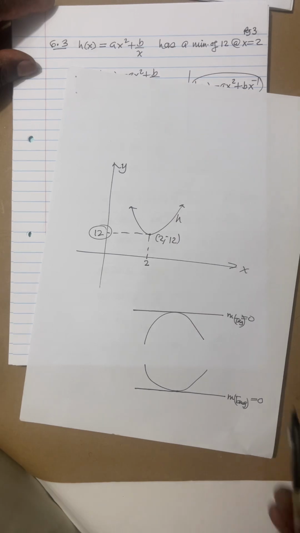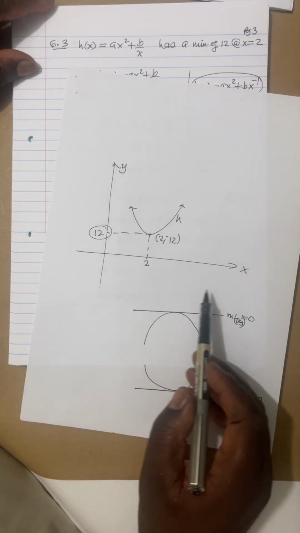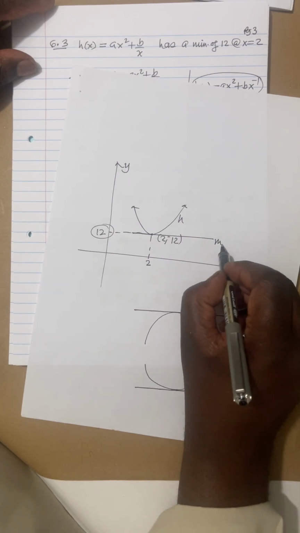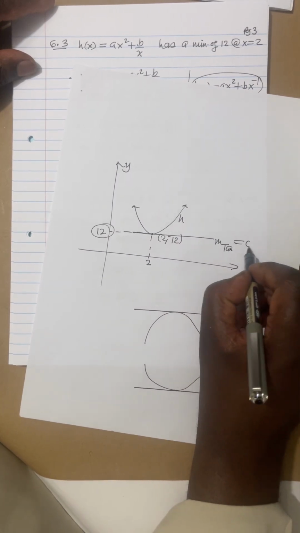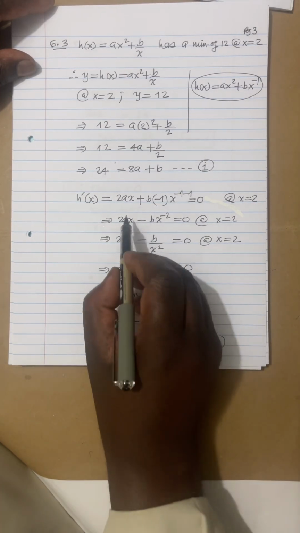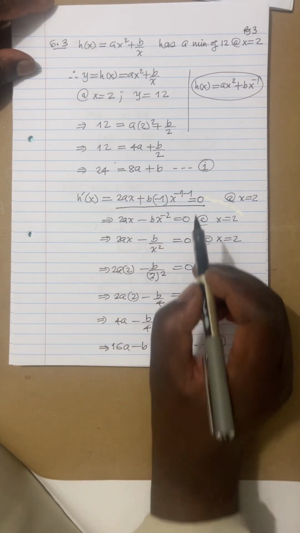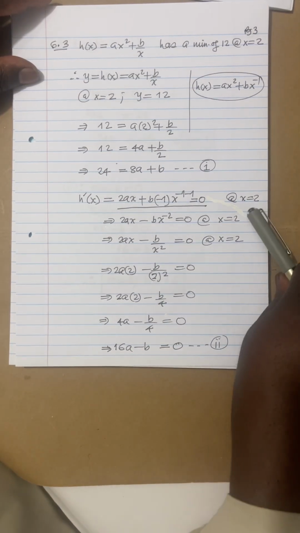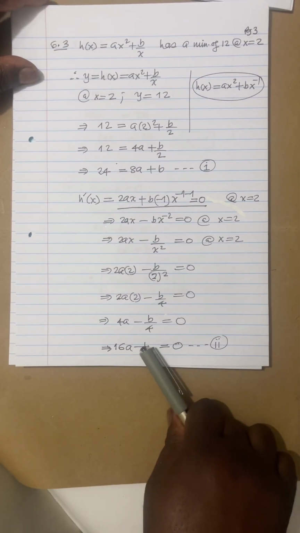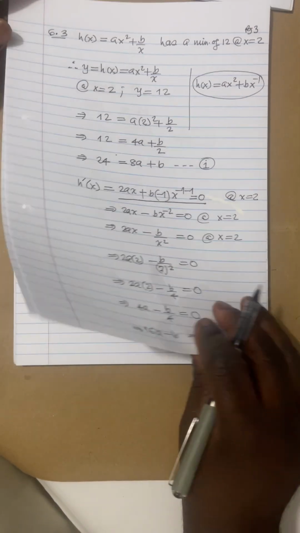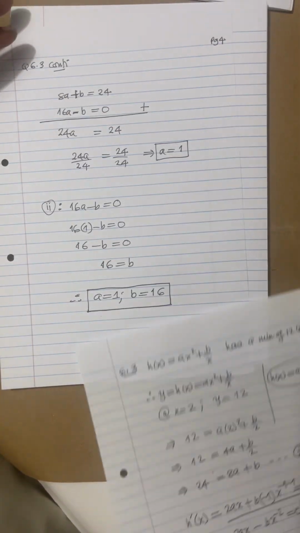Number 2, we have used the understanding that the gradient of a tangent at a minimum or maximum, m tangent, equals 0. And so we differentiated the function and equated to 0 over here. You can see it there. We differentiated and equated to 0, simplified the equation, substituted the value of x and obtained this equation here, the second equation, and we solved the two equations simultaneously as I have demonstrated to you over here.